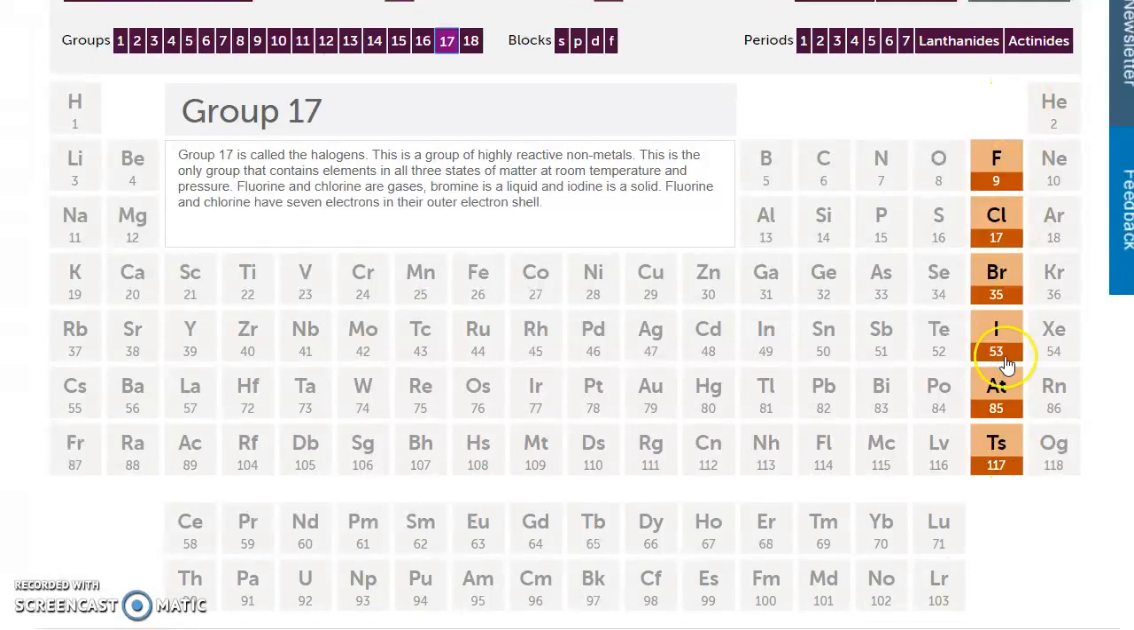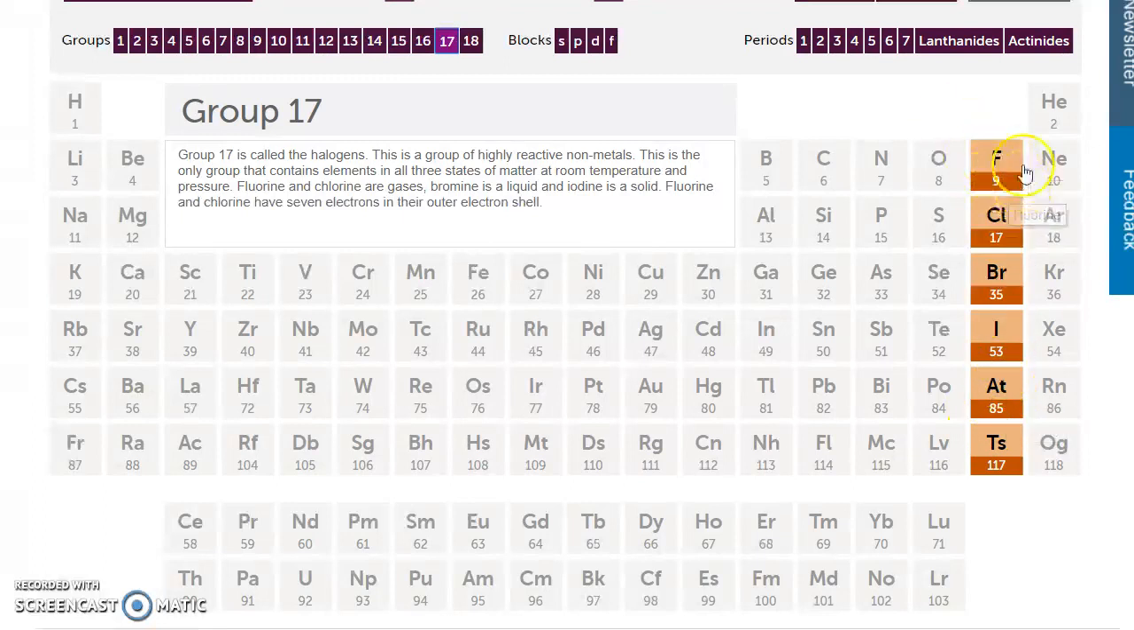The halogens are this group here: fluorine, chlorine, bromine, iodine, astatine, and tennessine, of which we've only made literally a couple of atoms. Astatine is radioactive, so you don't have to worry about astatine at all. That's never going to come up on the exam.